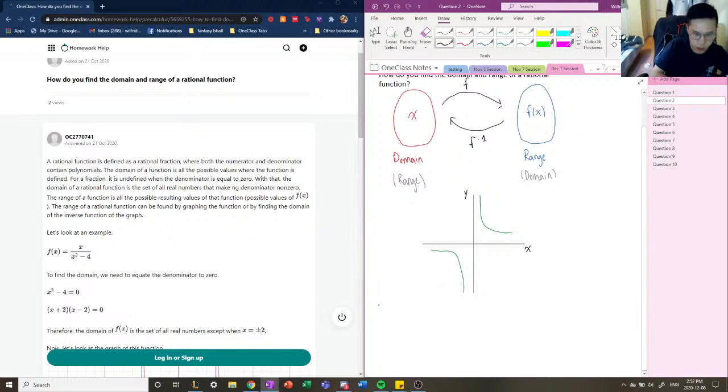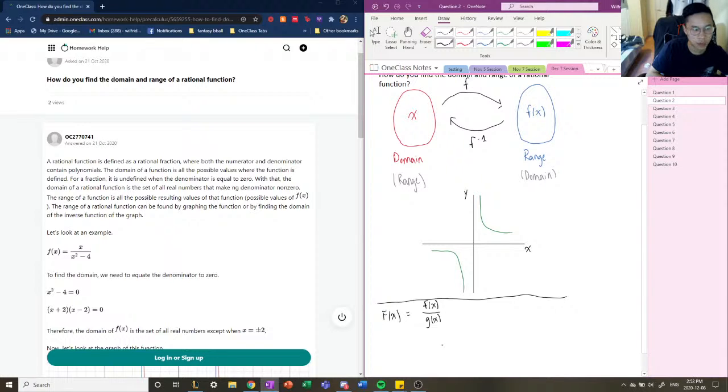The junior tutor wrote here that a rational function is defined as a rational fraction where both the numerator and denominator contain polynomials. That is technically correct. So we have, let's say, big F of x is basically the ratio of two functions, f of x over g of x, and these functions can be whatever you want. In this particular example, the junior tutor said polynomial functions, and for a large majority of the mathematics you'll find in high school math, it's going to probably be polynomials. So we're going to stick with polynomials for now.